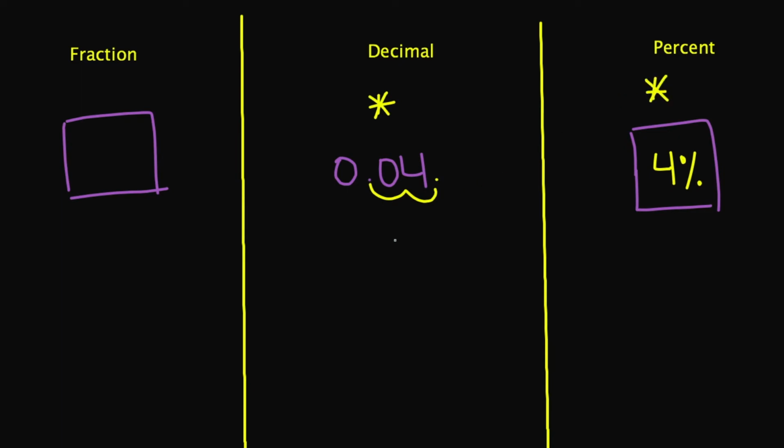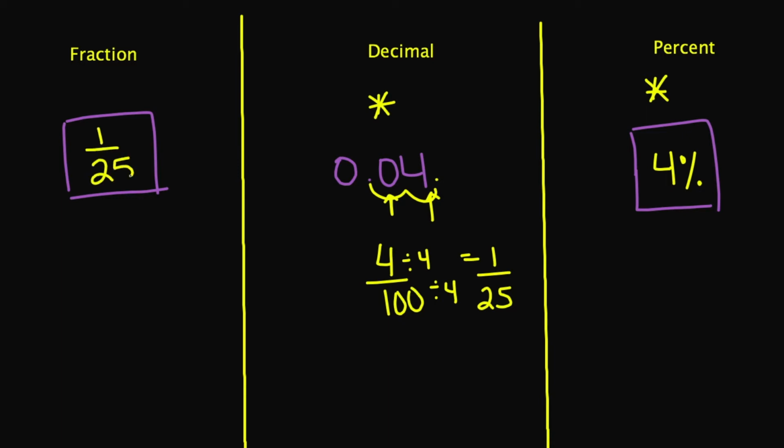So let's go ahead and look at the decimal. If I turn my decimal into a fraction, this is going to be 4 over 100 because this is my 10th place and this is my 100th place here. Then I'm going to go ahead and simplify. 4 goes into both 4 and the 100. 4 divided by 4 is 1, and then 100 divided by 4 is 25. So as a fraction, my answer is going to be 1 over 25.